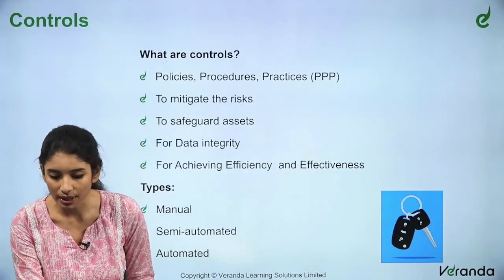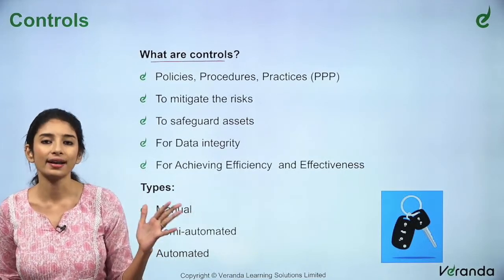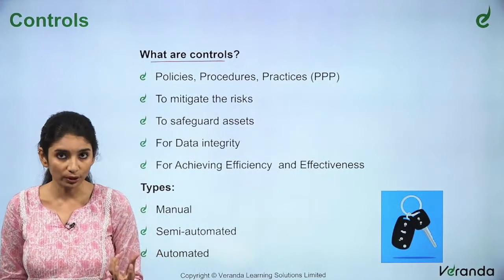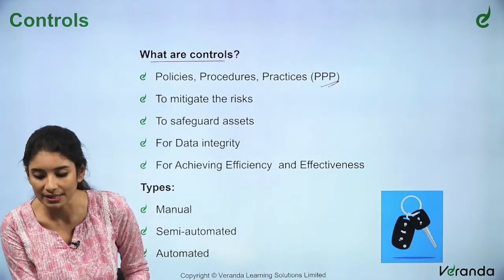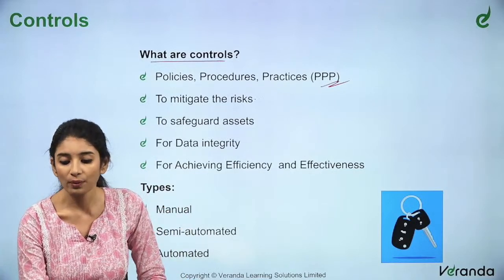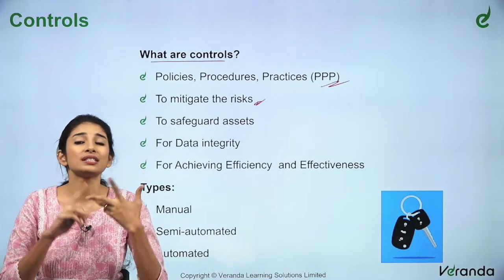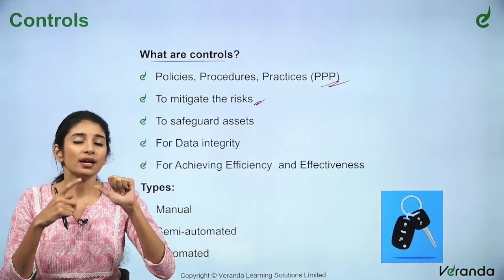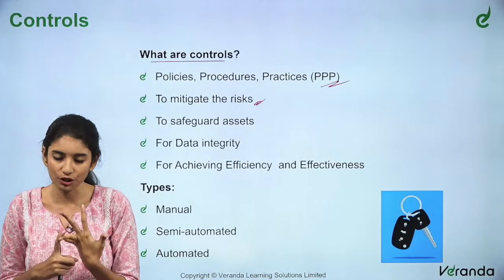First of all, what are controls? Please note that this definition will be applicable throughout your entire EIS syllabus. So, it could be chapter 1, 2, 3, 4, 5. Whenever they ask you a question about controls, this is what it means. Policies, procedures and practices, PPPs. Policies, procedures and practices to mitigate the risks. And why do I want to mitigate the risk? To safeguard my asset, for data integrity, for system effectiveness and system efficiency. PPPs to mitigate the risk, for safeguarding the assets, for data integrity, system effectiveness and system efficiency.